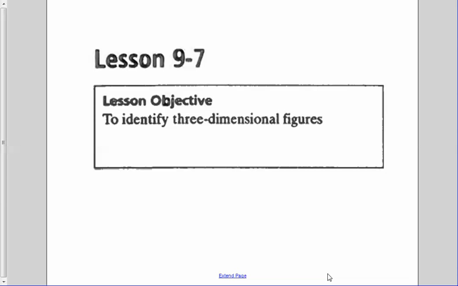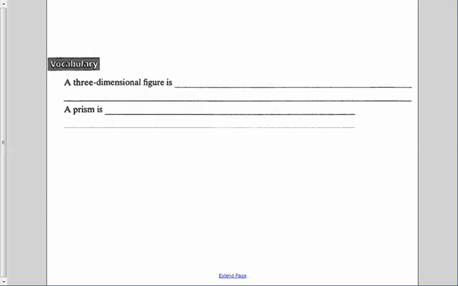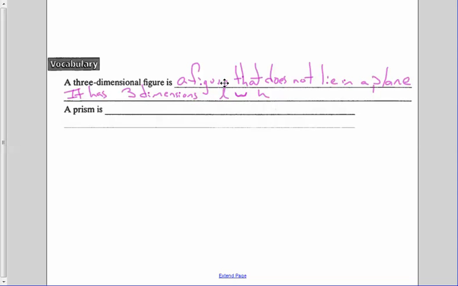Alright, in today's lesson 9.7, we're going to be looking at our objective of identifying three-dimensional figures. So let's take a look at some vocabulary, because most of this lesson is vocabulary. We have to be able to identify them. A three-dimensional figure is a figure that does not lie in a plane. It has three dimensions, and I've written length, width, and height here. So the L, W, and H.